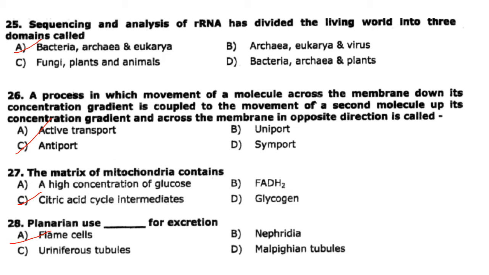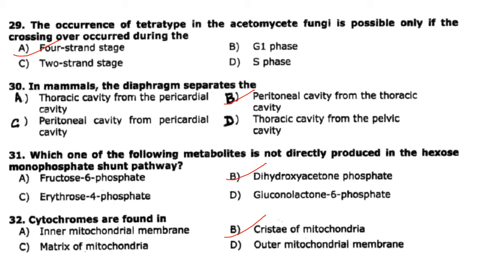The matrix of mitochondria contains citric acid cycle intermediates. Answer is option C. Planarians use dash for excretion. So planarians use flame cells for excretion. Option A. Then the occurrence of tetratype in the Neurospora fungus is possible only if the crossing over occurred during the 4-stranded stage. Answer is option A.